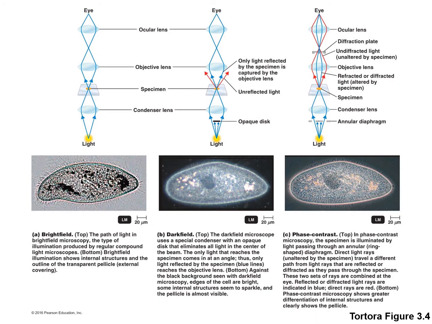And then this is just comparing the three types of light microscopes that we've talked about so far. All of these pictures are looking at a paramecium, and we've got the bright field microscope on the left, the one you're used to working with in the lab. And then here's the dark field microscope, and then this is the phase contrast microscope that we just talked about.